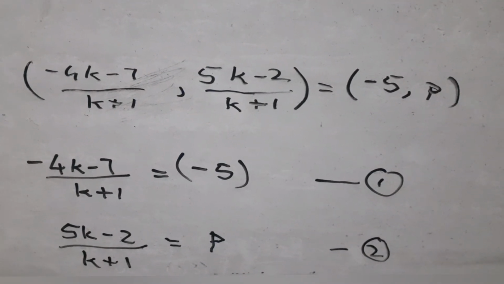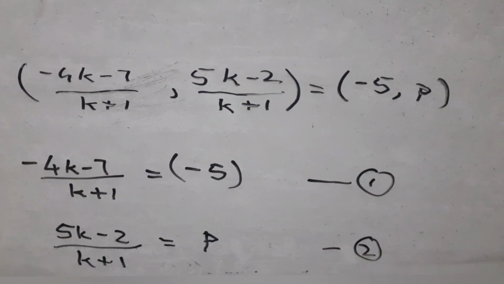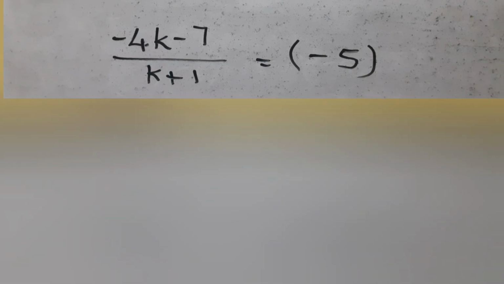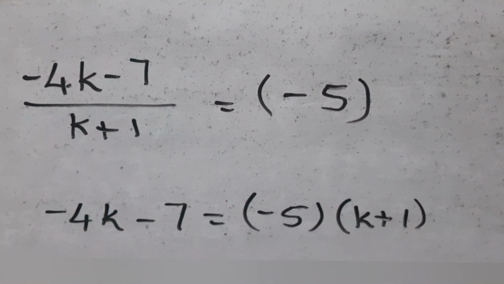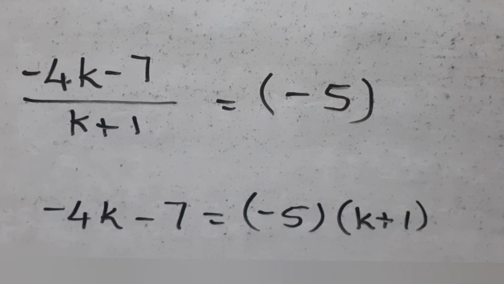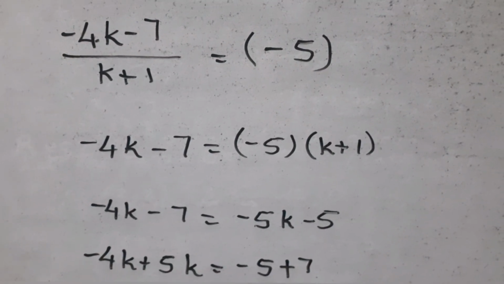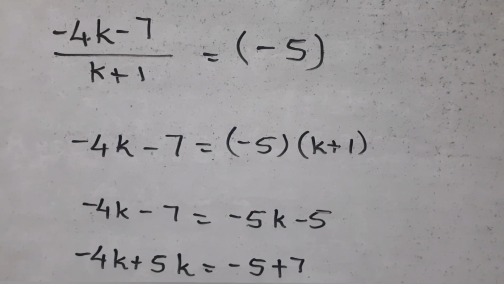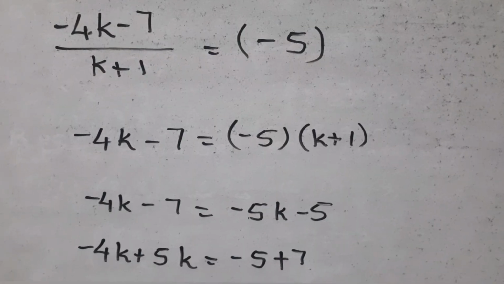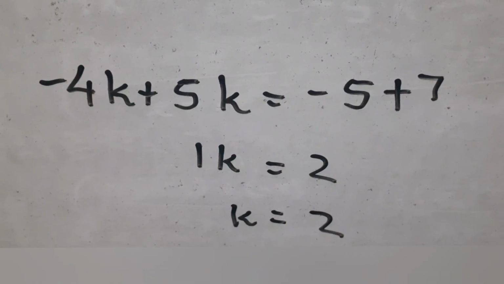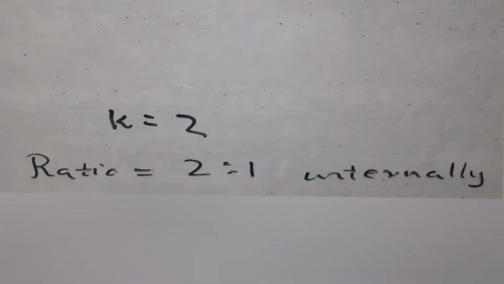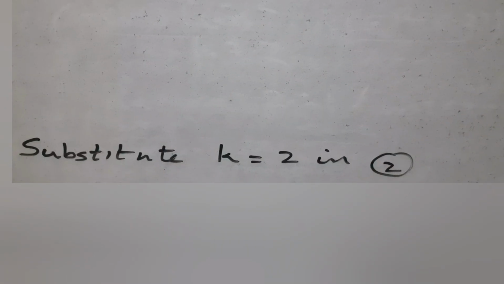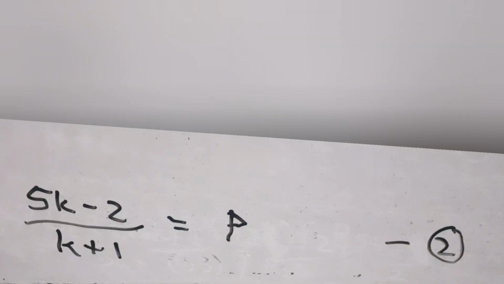The first equation can be solved to obtain the value of k. So we get k = 2, which means the ratio is 2:1 for internal division. Substitute k = 2 in the second equation to solve for p.